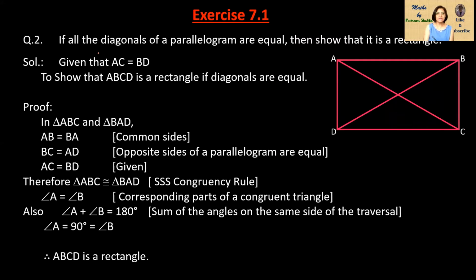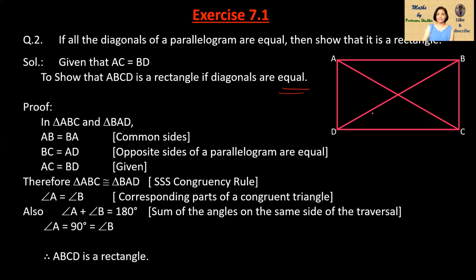Next question is, if the diagonals of a parallelogram are equal, then show that it is a rectangle. So diagonals are equal, so what is given? Both diagonals, that means AC equals BD. This is given and we have to prove that this is a rectangle. So given that AC equals BD, to show that ABCD is a rectangle.